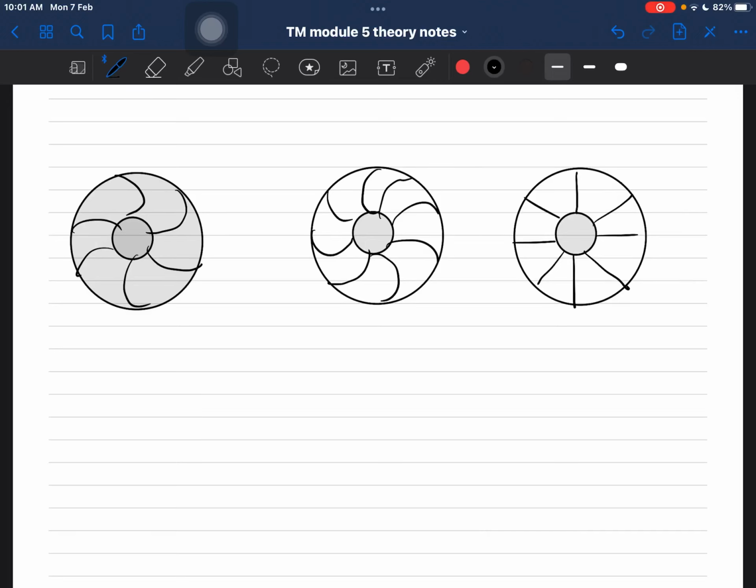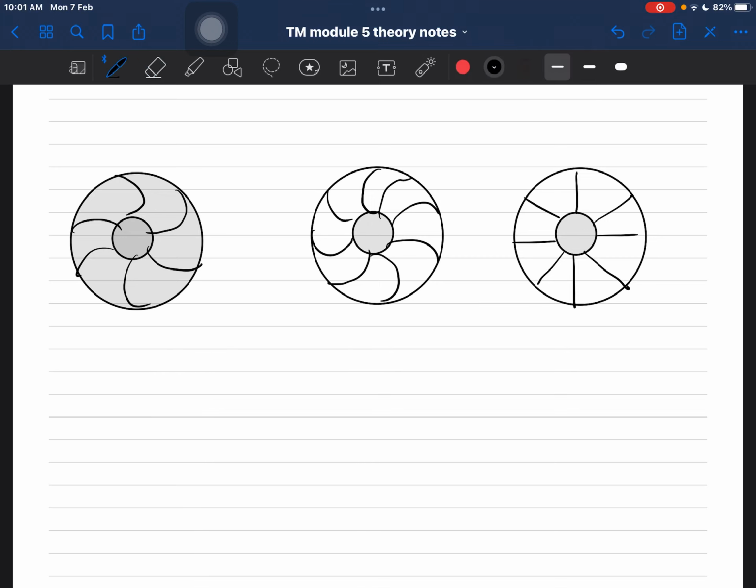Hello everyone, in this video we'll discuss one of the three important derivations in module number 5, which is centrifugal pump. In centrifugal pumps, we have three important derivations. Number 1 is the relation between H and the flow. The second one is the minimum starting speed of the centrifugal pump, and the third one is the pressure rise in the centrifugal pump. So these are very important derivations.